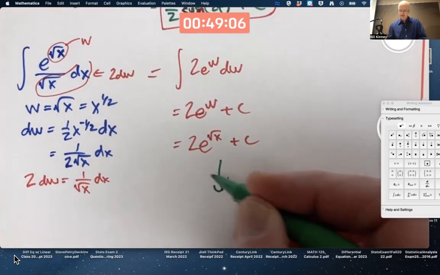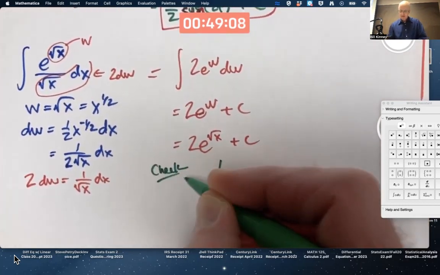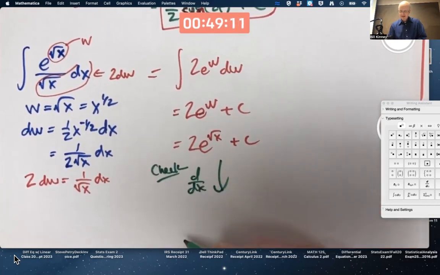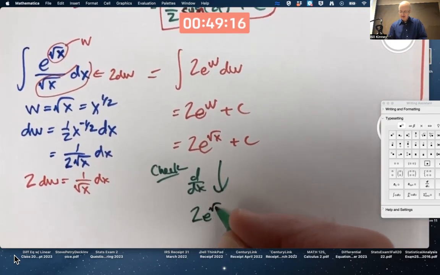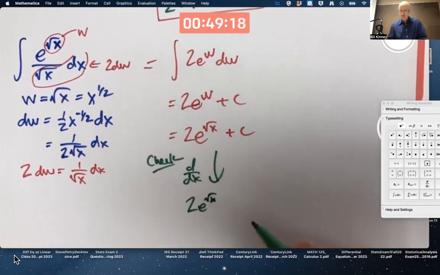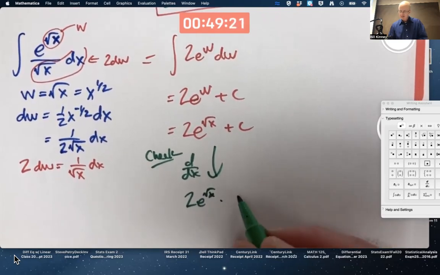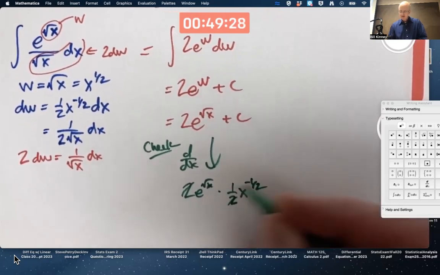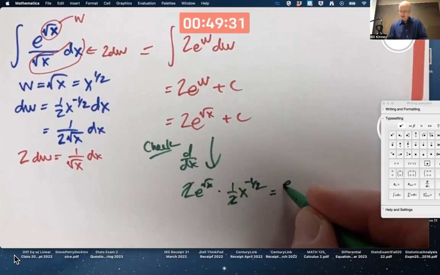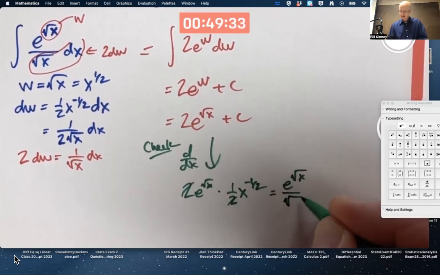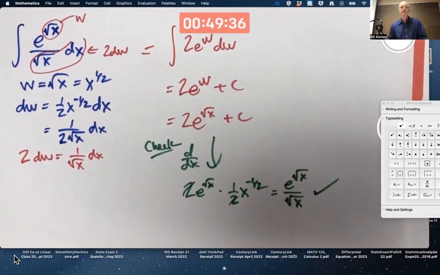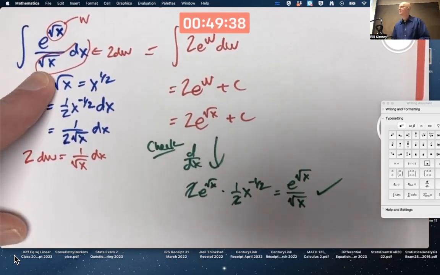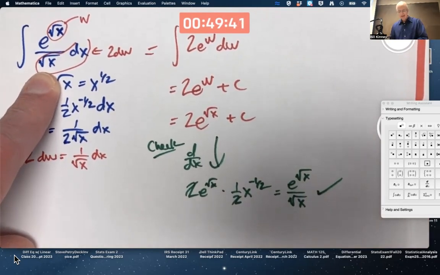If we check this by differentiation with respect to x, the derivative of 2e to the x is itself, but it's not an x up there, it's a square root of x. So I also need to use the chain rule and multiply by the derivative of square root of x, which is this. The 2's cancel. X to the negative 1/2 can go in the bottom as a square root of x. It worked. Check. That is the same as the original integrand function that we are integrating.